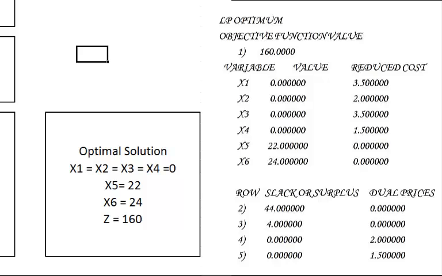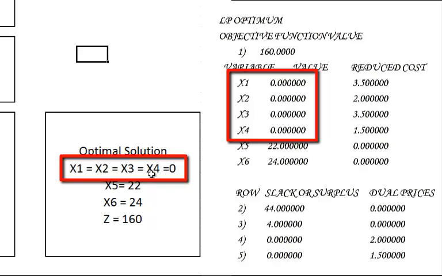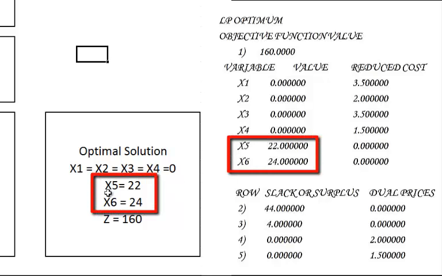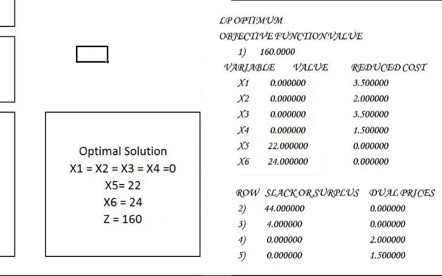The solution for us, because x1, x2, x3, and x4 are not in the basis, they are all going to be non-basic and 0. x5 value is 22, x6 value is 24. Remember what these things were, and the only main variables that were here were x5 and x6. These two were slack variables. The value of z calculated to be 160.